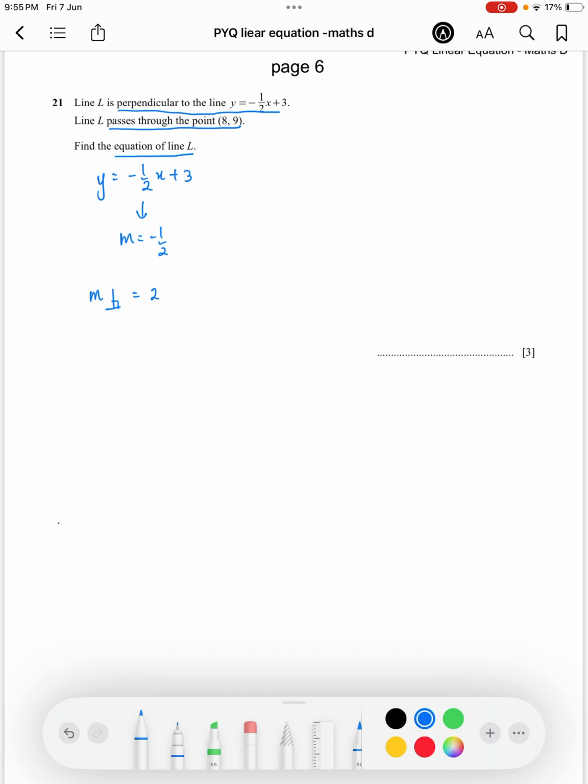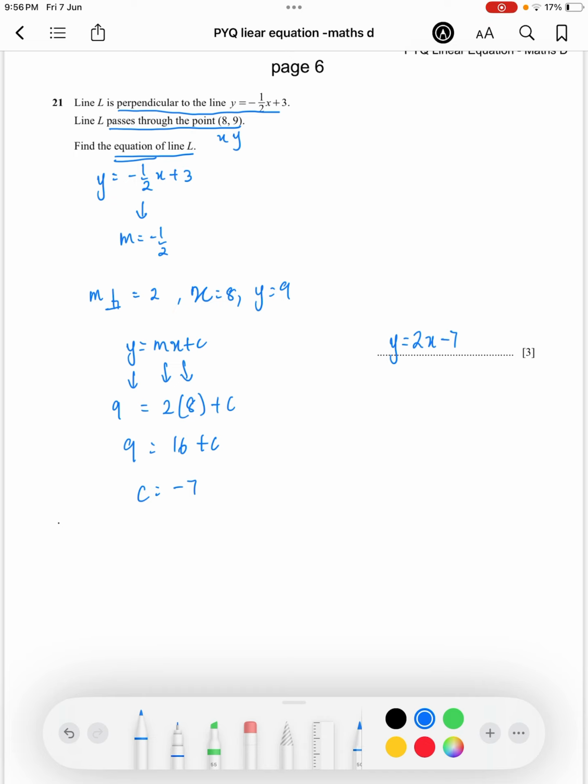Okay, and then we are given coordinates 8 and 9, so that means x equals 8 and y equals 9. And then substitute into the equation because the question wants the equation. So y equals 9, m equals 2, x equals 8, plus c, and you should get c equals minus 7. So your equation would be y equals 2x minus 7.